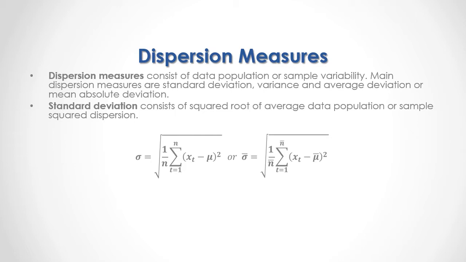To the right, we have the sample standard deviation, which is equal to the square root of 1 divided by n, number of observations within the sample, multiplied by the sum from the first to the last of the differences between the data within the sample minus its arithmetic mean, and that result to the power of 2.